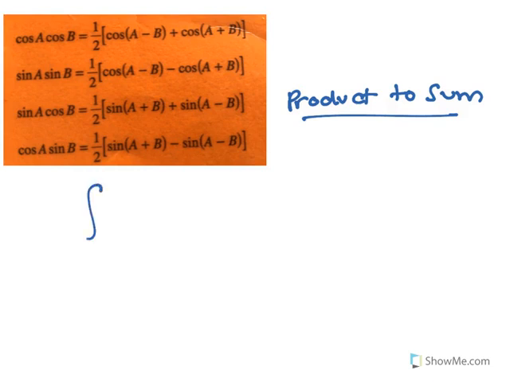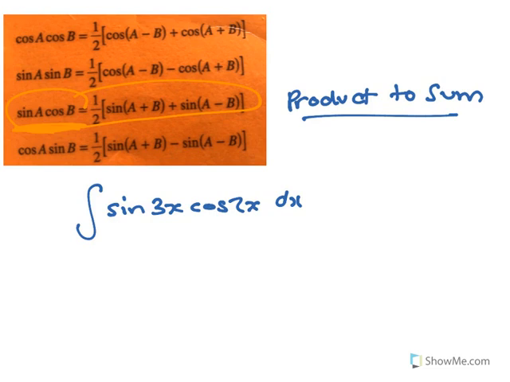So just going to look at products to sums. If you have something like sine 3x cos 2x dx, then you've just got to use this formula to break it up. So sine 3x cos 2x, so it's going to be this one here. Breaking it up, it goes sine with a plus in the middle and a half out the front.